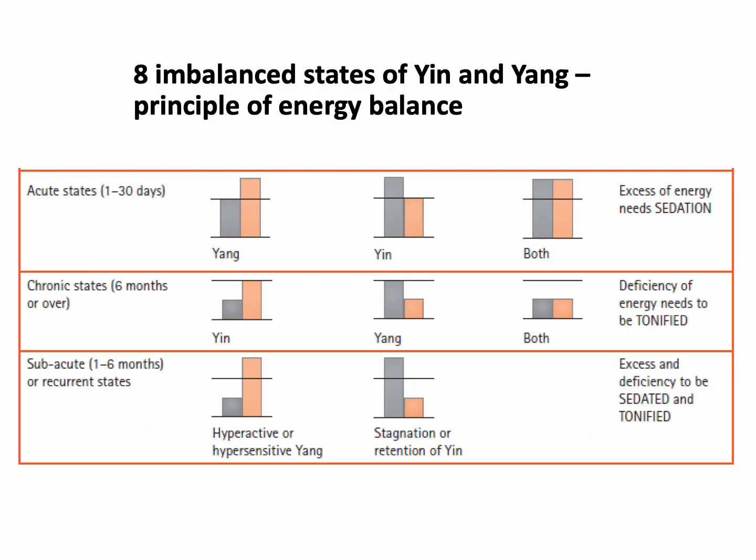There are 8 imbalanced states of yin and yang, the principle of energy balance. Energy imbalances result in disease. Disease states can be classified into acute, chronic, and subacute recurrent states. For example, a pain with a yang dominant nature, sharp, severe, pulsating, radiating pain that is worse during activity or due to other yang causes, simply means that the imbalance causing the pain is a yang dominant state.